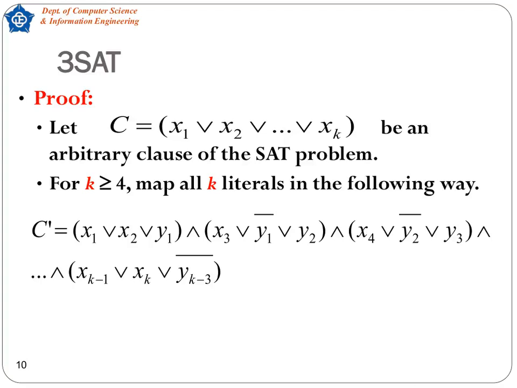First clause, x1 or x2 or not y1. Second clause, y1 or x3 or not y2. Third clause, y2 or x4 or not y3. Final clause, y(k-3) or x(k-1) or xk. The trick is that each little clause passes the baton via the y variables, so the whole chain is satisfied precisely when the original big clause is. In this way, we turn C into an equivalent C', where every clause has exactly 3 literals, another crucial piece in our SAT to 3SAT reduction.